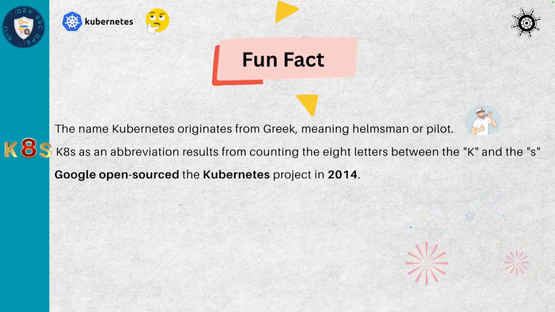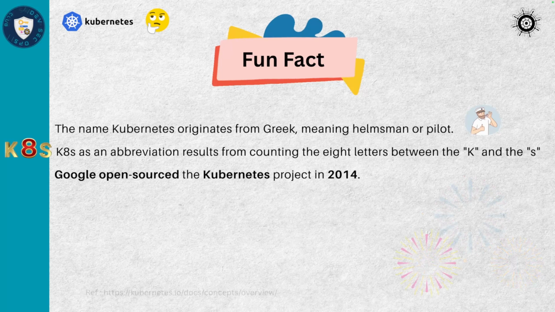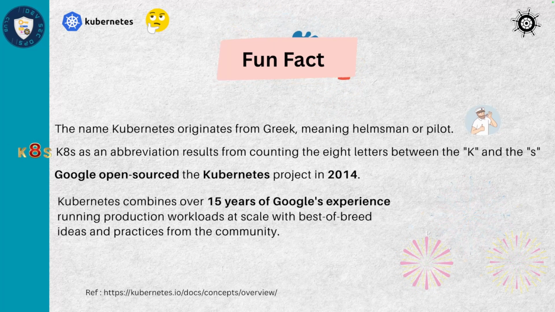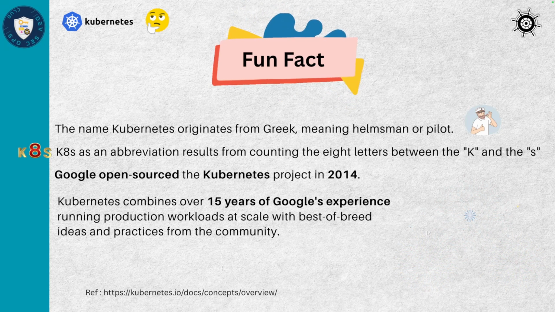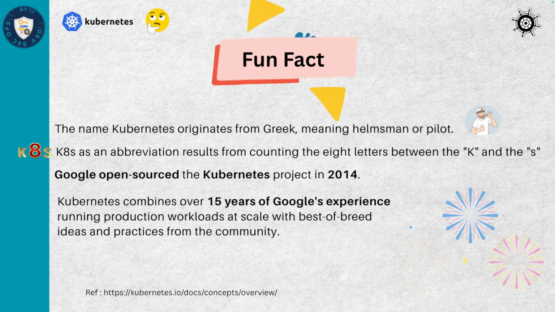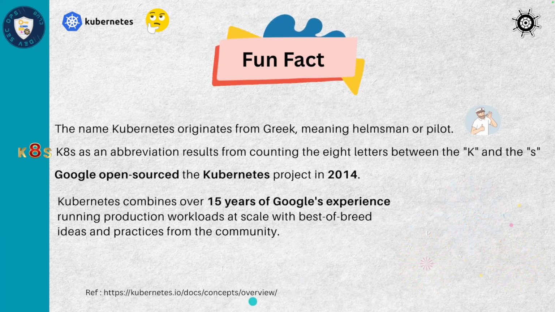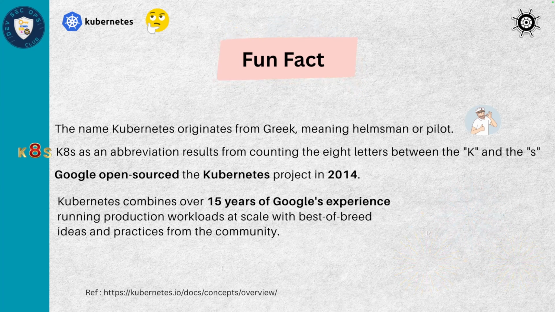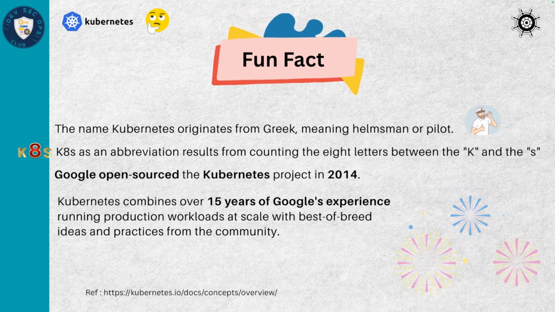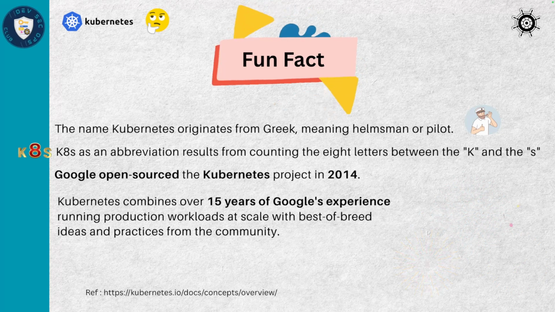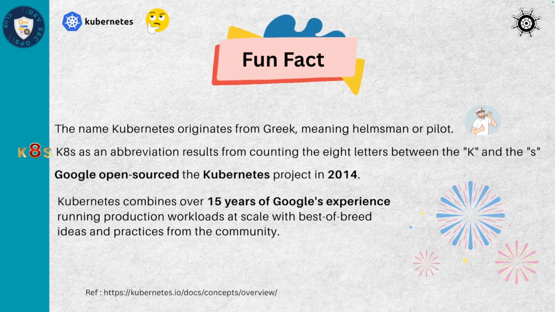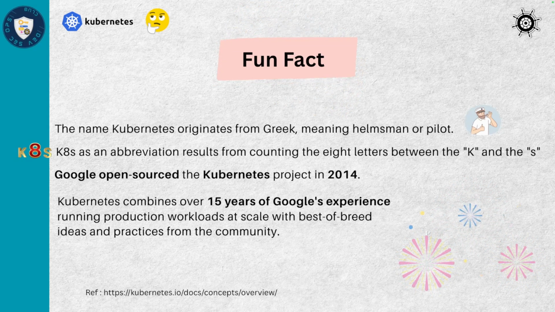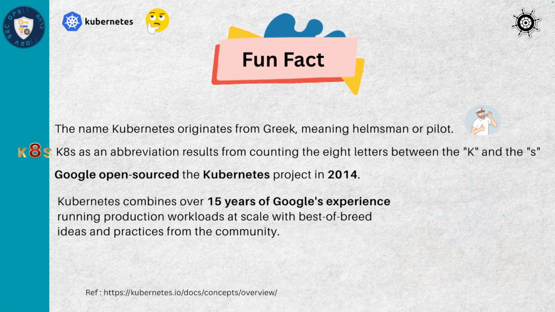Google open sourced the Kubernetes project in 2014, and Kubernetes was derived from other projects as well. If you want to read about this, this is the reference link. Go over here and you will find Borg, one of the projects, and I think Omega is also one of them. Google had been running these in-house tools for more than 15 years, and based on that they derived Kubernetes, and that's why Kubernetes got so much attention in the community.